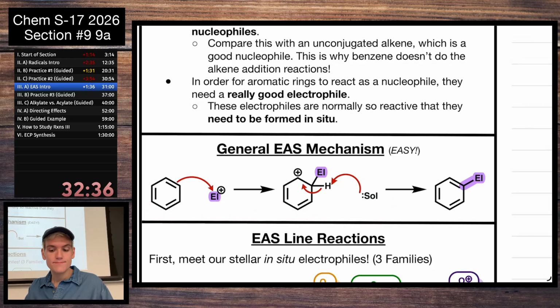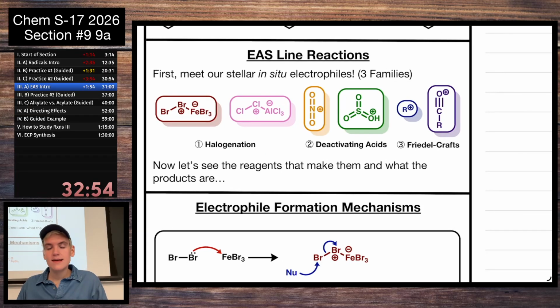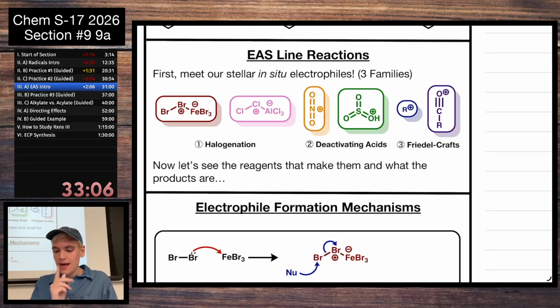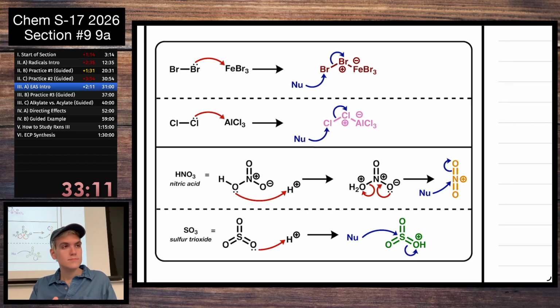That's the general plan. So with this being the easy mechanism, the harder things are going to be directing effects in theory, which we're going to talk about. And then also the more idiosyncratic steps are how we form our really good electrophiles. So our EAS reactions are kind of split into 3 families. 1 are the halogenations, 2 are adding deactivating acids, and 3 are Friedel-Crafts, which are about adding carbons. Each of these has a pretty idiosyncratic mechanism for making the electrophile. You do have to know these. That adds a wrinkle to studying the reactions.